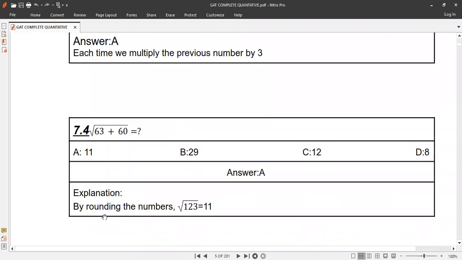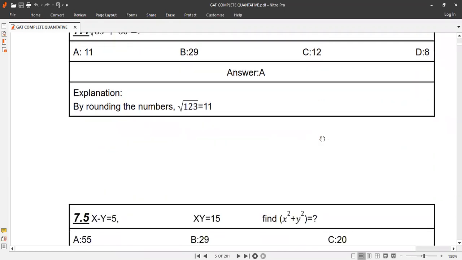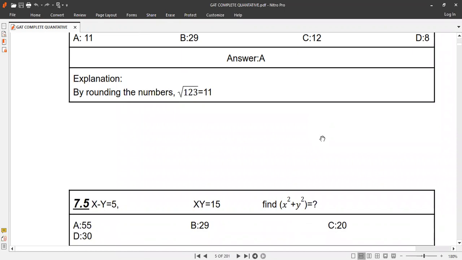So he mentioned here by rounding. Here we start difficult questions. X minus y equals 5, xy equals 15. So he wants x power 2 plus y power 2.